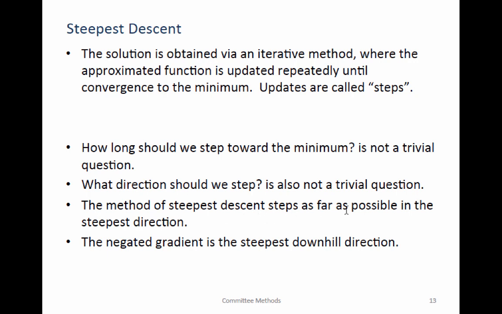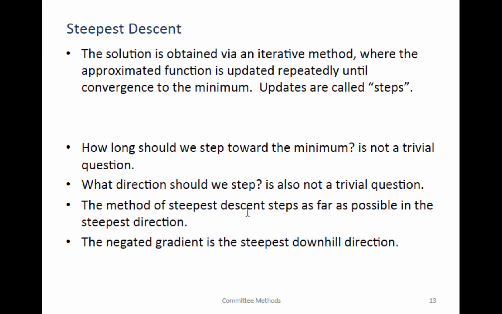Steepest descent steps as far as possible in the steepest direction. I'll mention some reasons why that might not be a good idea. Maybe you don't have a lot of trust in your model, and at least at the beginning, you don't want to step so steeply. You might want to take some little steps, and then as you start to iterate and track some things and get more confident, you might decide to step a little bit bigger and bigger. This reflects the trust you have in your model. So there are lots of things you can do to modify this. These are called trust regions, and this is something specific to optimization. The negated gradient is the steepest downhill direction.